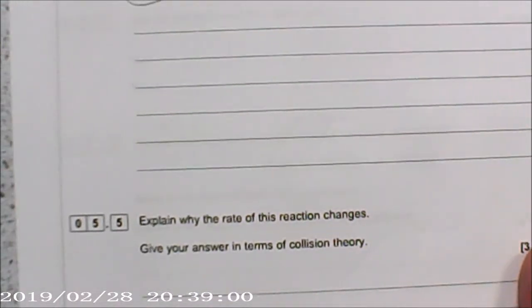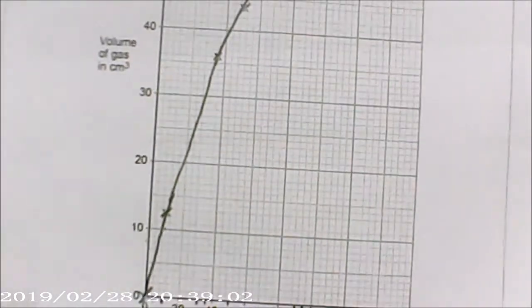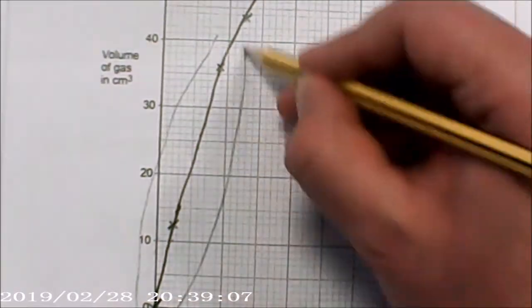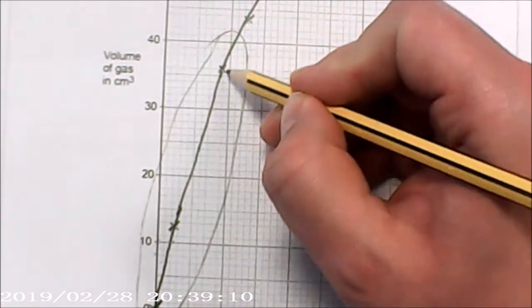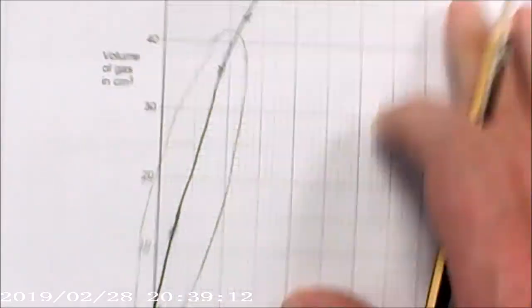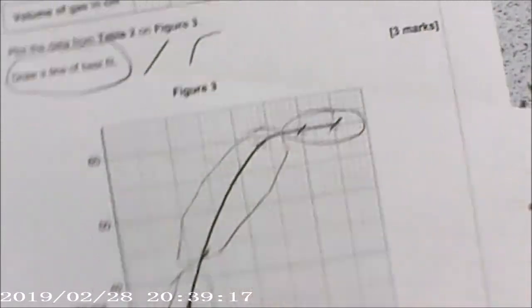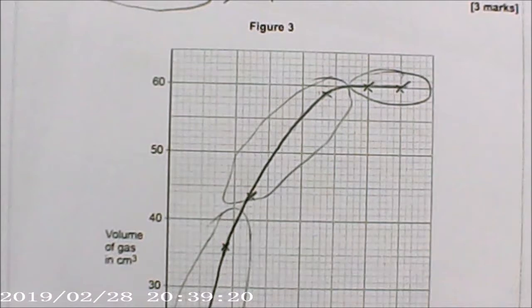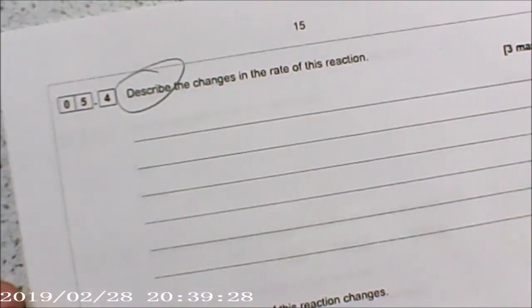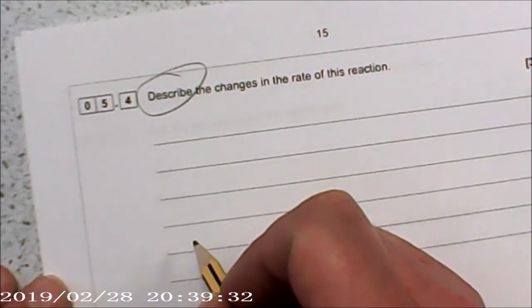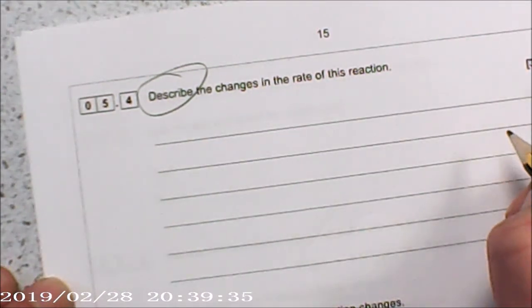What we can decipher from this, I'll go back to the graph, sorry, is that we can split this into 3. Here it is very, very fast, so there's a very steep gradient. So it's a very fast rate of reaction. Here it's starting to slow down. And here, where you've got the flat line, that means the reaction has stopped. So, describing, we can say that the rate of reaction decreases as it goes through. That would be worth a mark.